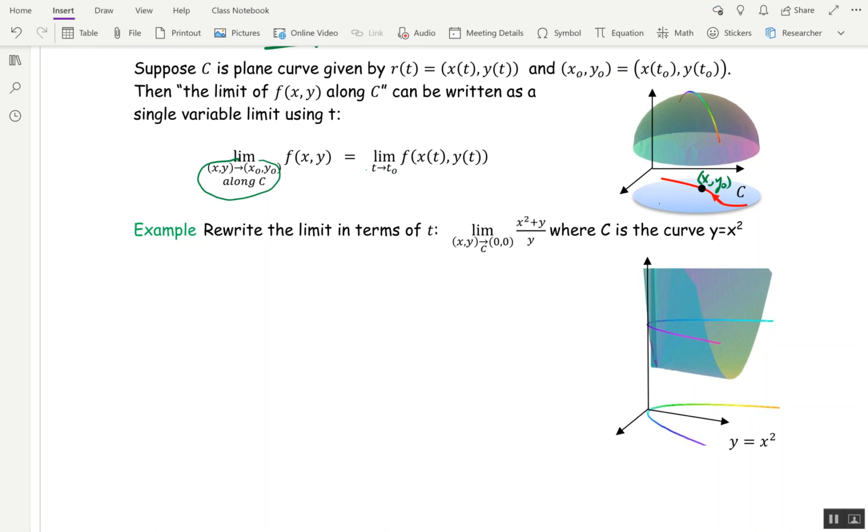So we want to find the limit as x, y goes to 0, 0 along c of this function, and c is the curve y equals x squared. So the first step is to parameterize c. Parameterize c. R of t equals, well, this is a function, y equals f of x, so we're going to let x be t and y be t squared.